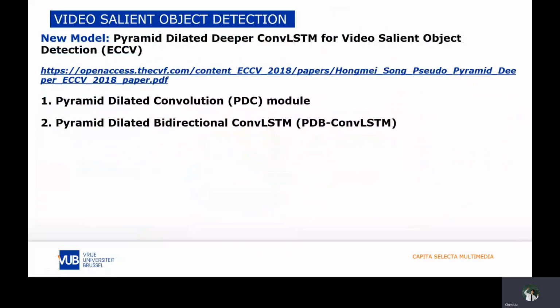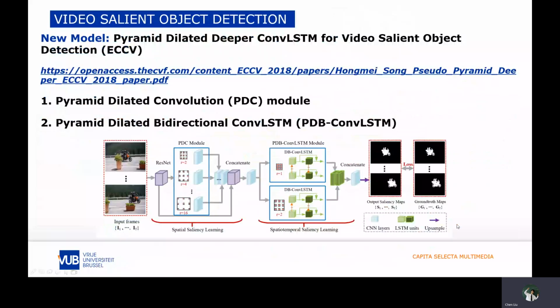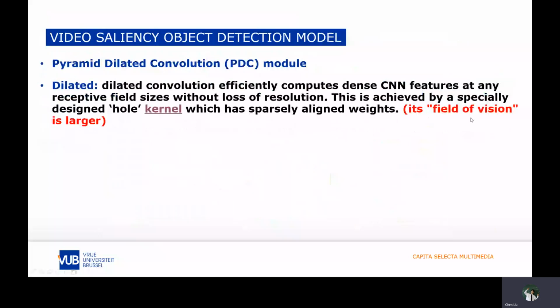So now let's look at a new, faster video salient object detection model, which comes from this paper. Two new structures are proposed in this paper. One is PDC, the pyramid dilated convolutional module. The other one is PDB-ConvLSTM, the pyramid dilated bidirectional convolutional LSTM. You can see from this picture, this is the general picture of this model. This is the input frame, this is the PDC module, this is the PDB module. We will introduce them in detail in the later PowerPoint. Let's turn to the PDC first. The first question: what is dilated?